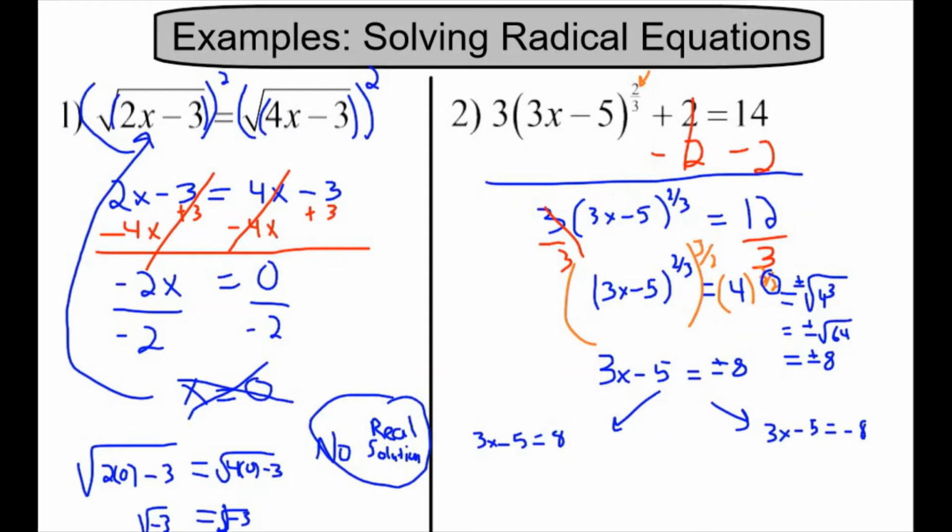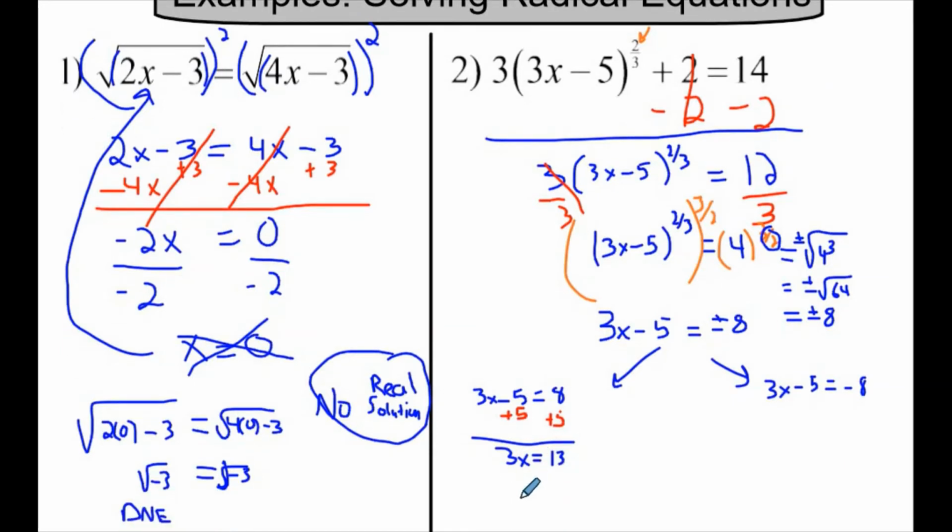So if I solve this equation, I would add 5 to both sides, and that would leave me with 3x is equal to 13, and then divide by 3, so x is 13/3, first answer.